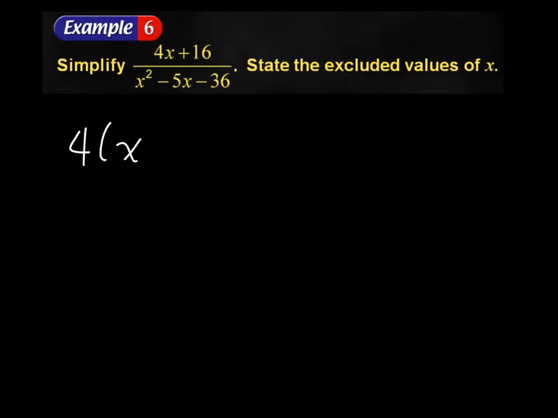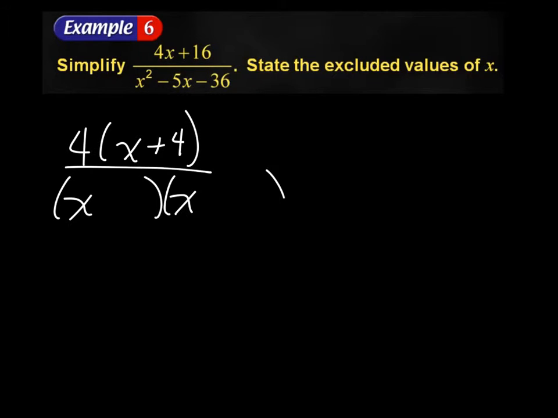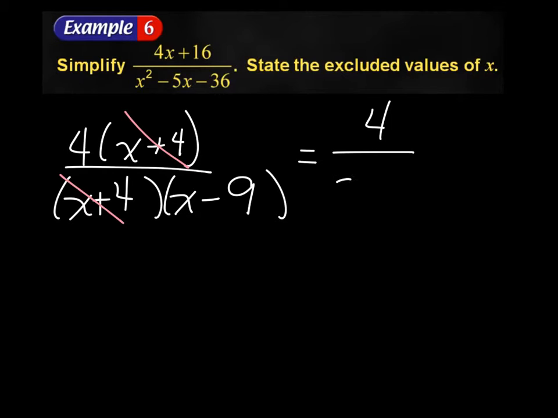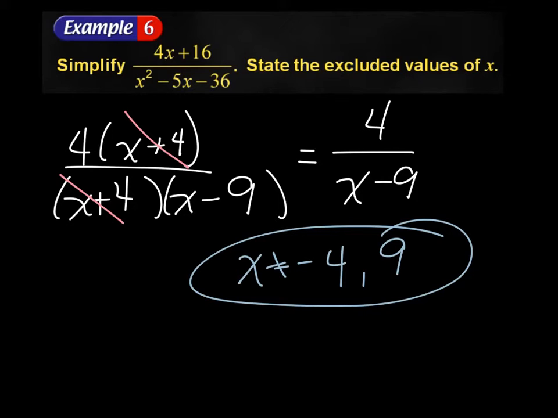The greatest common factor of the numerator is 4, and in the denominator I need factors of negative 36 that give me a sum of negative 5. So negative 9 and positive 4 will do the trick. The x plus 4s will cancel out. So I get an answer of 4 divided by x minus 9. And we have to remember to state that x cannot equal negative 4 or positive 9, because both those values will give us division by 0.